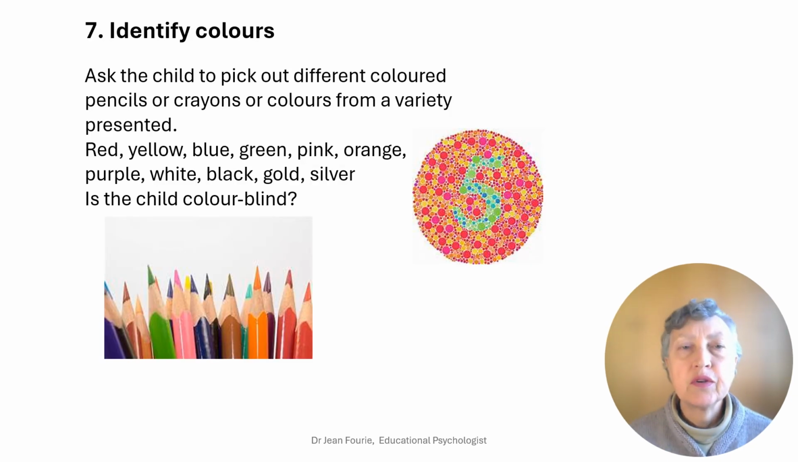In Part 7, observe and record if the child can identify colors. Ask the child to pick out different colored pencils or crayons or colors from a variety presented. Check that the child knows this list of the main colors: red, yellow, blue, green, pink, orange, purple, white, black, gold, silver. Make a note if there is a formal diagnosis from an optometrist if the child is colorblind, and which color combinations the child has difficulty seeing.